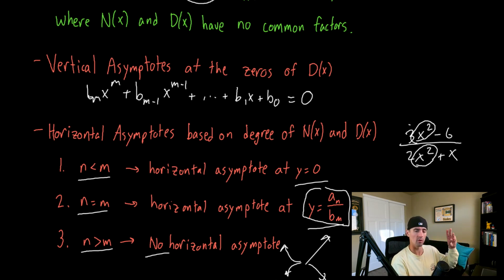That's it. You really just have to look at the highest powered x term on the top and the highest powered x term on the bottom. First compare the powers, and that tells you which of these three categories you're in. If you end up with the powers being equal, you then take the coefficients and use those to calculate where the actual horizontal asymptote is. So that's really all there is to it.